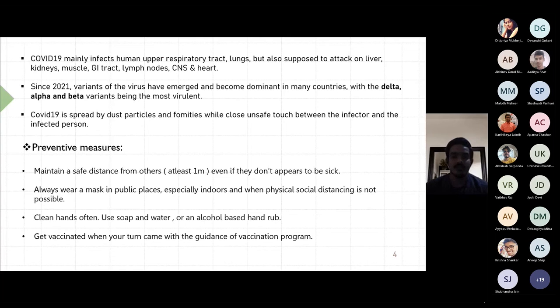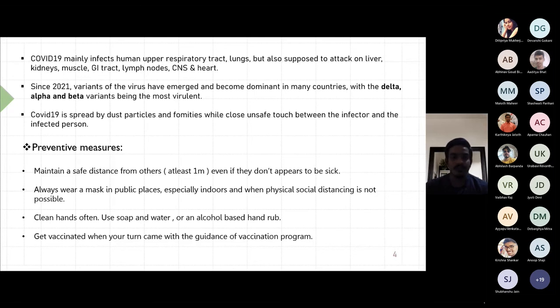COVID-19 mainly infects the human upper respiratory tract and lungs, but is also supposed to attack the liver, kidney, muscle, GI tract, lymph nodes, CNS, and heart. Since 2021, variants of the virus have emerged and become dominant in many countries, with the Delta, Alpha, and Beta variants becoming the most virulent. COVID-19 is spread by dust particles and fomites, and by close unsafe touch between the infector and the infected person.